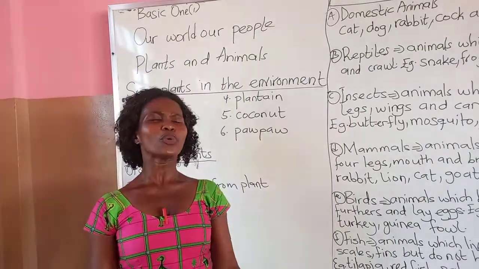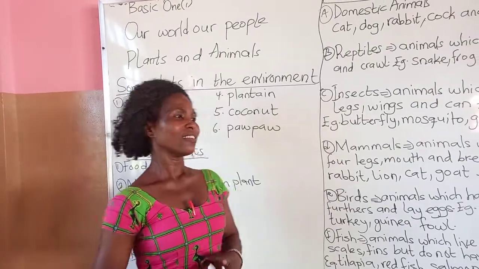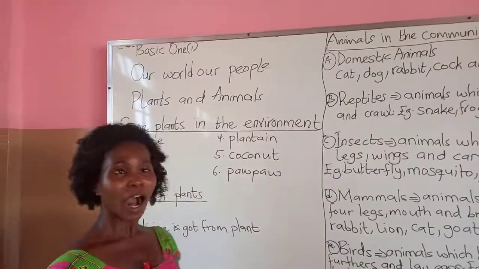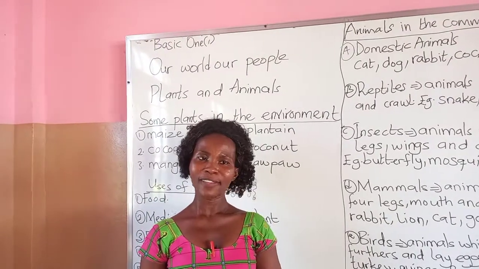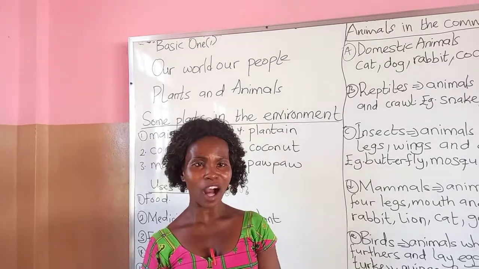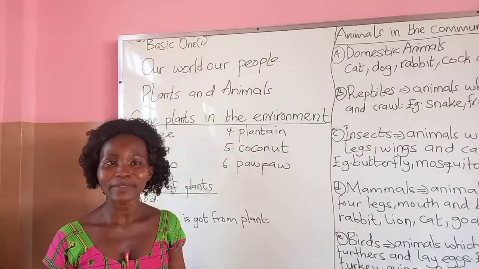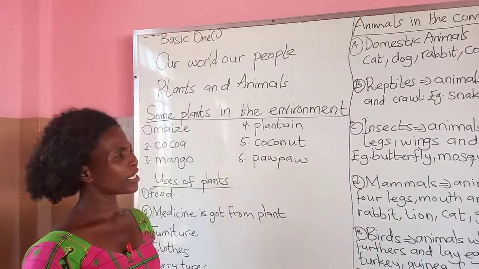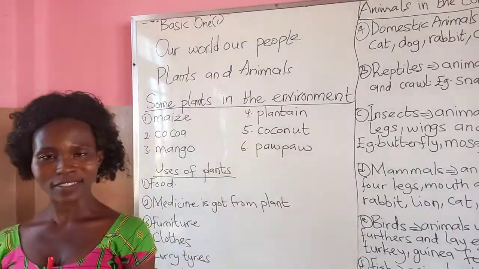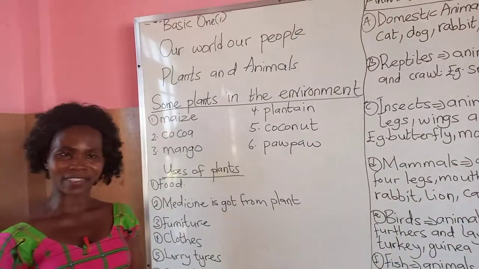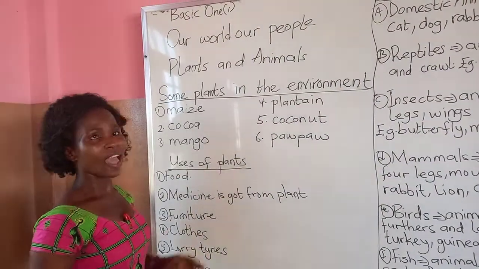Today we are going to look at an interesting subject. The subject is Our World, Our People. We have been calling it OWOP, and the full name is Our World, Our People. And our topic is plants and animals. Now, looking at your environment, we have a lot of plants. And surely you can name some of the plants, isn't it? Good. So let's look at some plants in our environment.